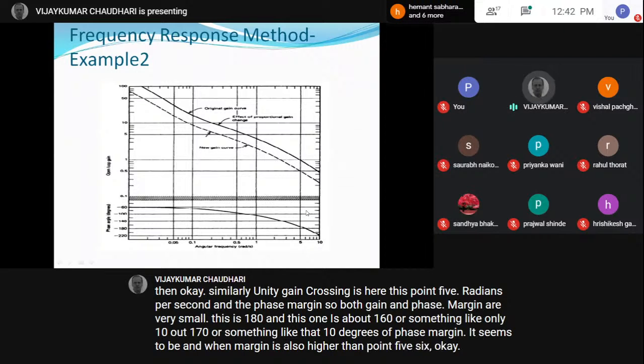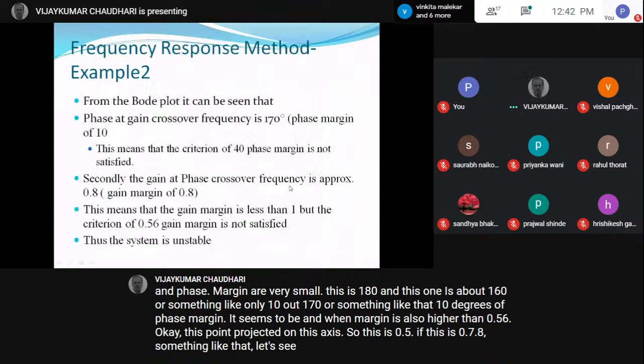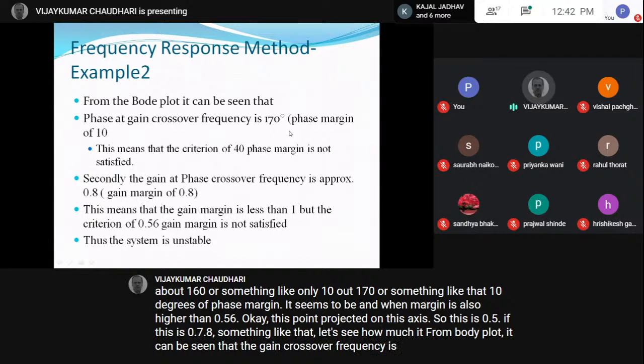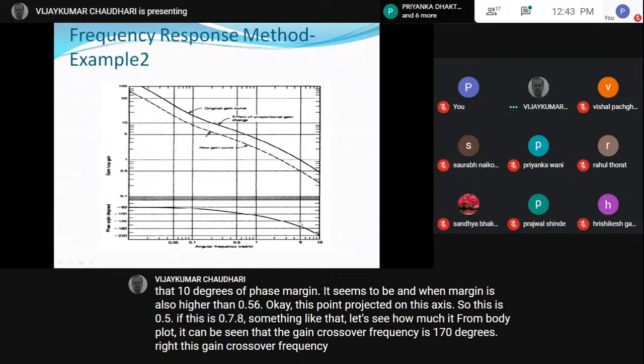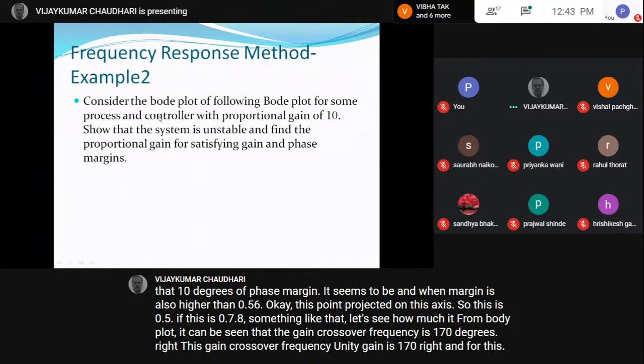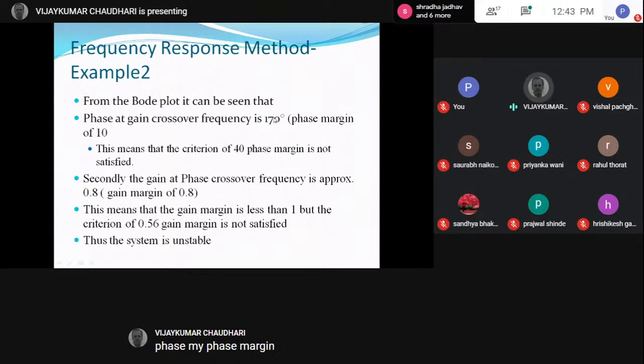Okay, this point projected on this axis. So this is 0.5. If this is 0.7, 0.8, something like that. Let's see how much it is. From Bode plot, it can be seen that the gain crossover frequency, unity gain, is at 170 degrees, right? And for this, the phase margin is 10, because 180 minus 170 is 10.